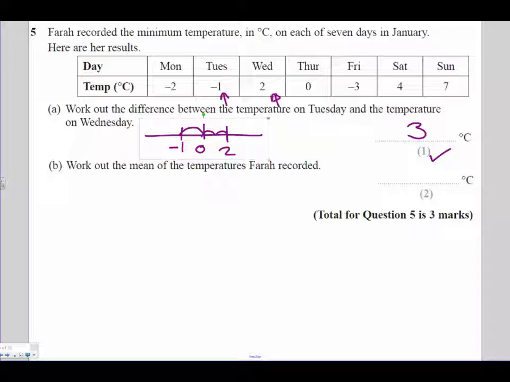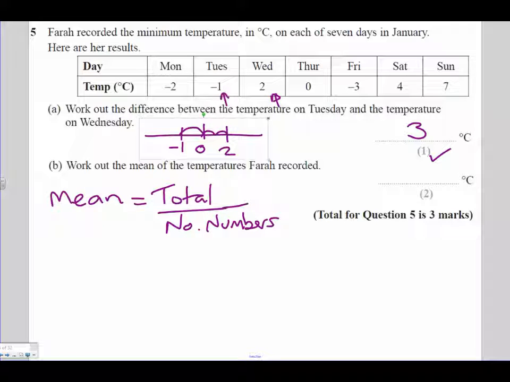Work out the mean temperature Farah recorded. So the mean of a number, so here we're doing a bit of statistics, is the total of the numbers divided by the number of numbers. Well, the number of numbers is quite easy. As we go 1, 2, 3, 4, 5, 6, 7 days of the week, we know the denominator is 7. The tricky bit of this question is adding up negative and positive numbers for the day's temperatures.